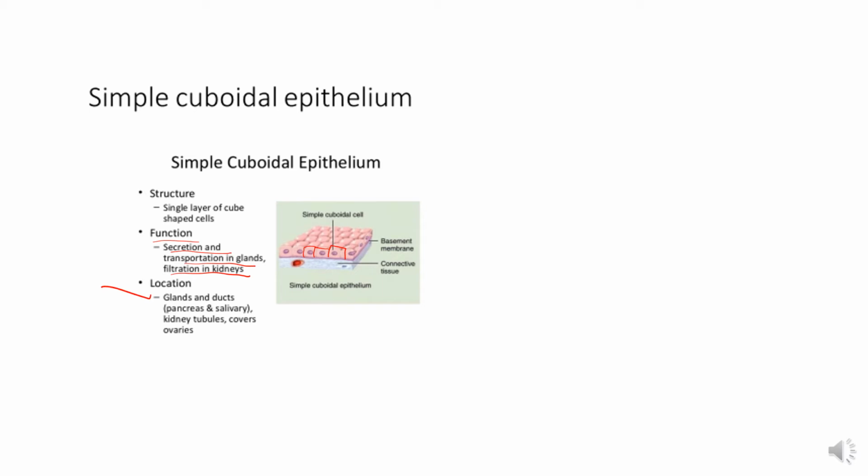of the glandular part of parenchyma and ducts of the glands, various glands, pancreas, salivary gland, thyroid gland, and they are also present in the kidney tubules and covering the ovary, the germinal epithelium of the ovary which covers the ovary. So the germinal epithelium of the ovary consists of cuboidal cells.